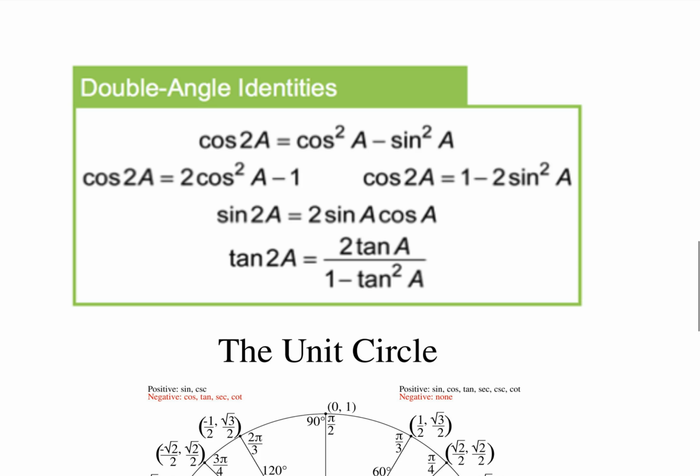Those problems are set up very intentionally so that you can use some of these identities and be able to simplify the process for yourself. So these are a few examples on double angle identities, so good luck.